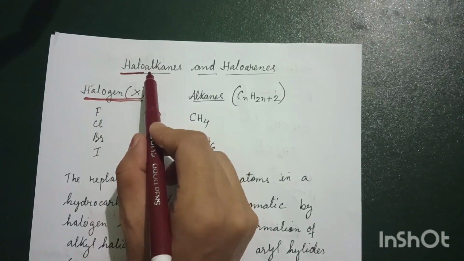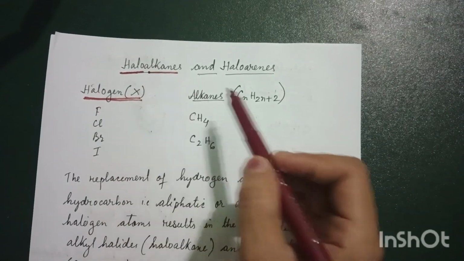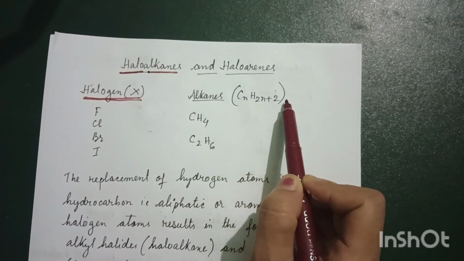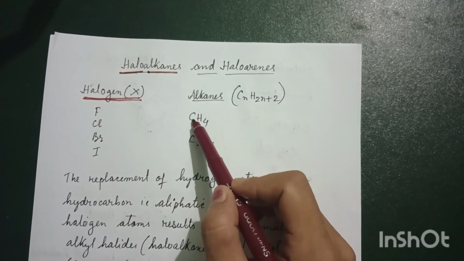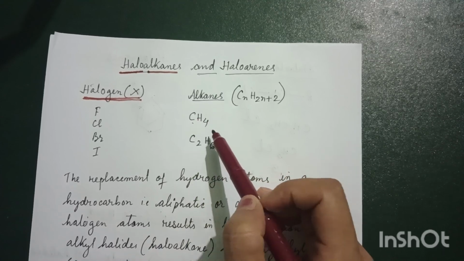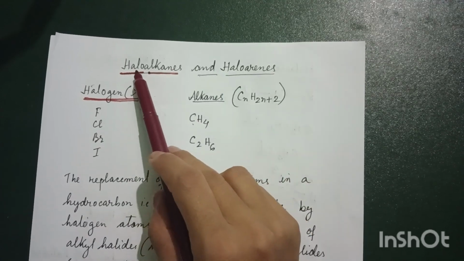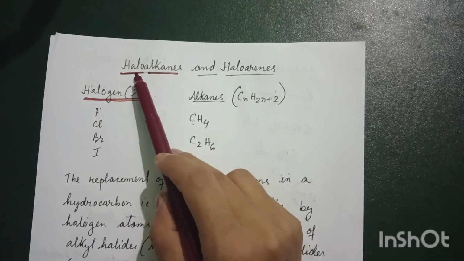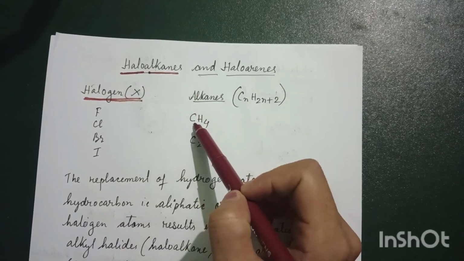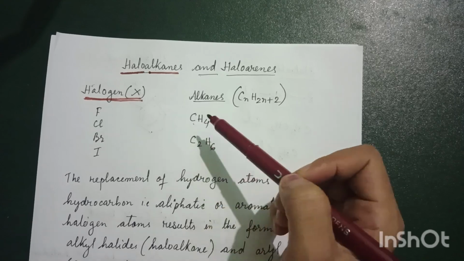Now there is another word here, alkane. Alkane means we have learned the formula is CnH2n+2, or we can say CH4. We can take the example C2H6. Now we are able to understand haloalkanes a little bit. Halo means there will be presence of halogen groups. Alkane means there will be presence of carbons and hydrogen.